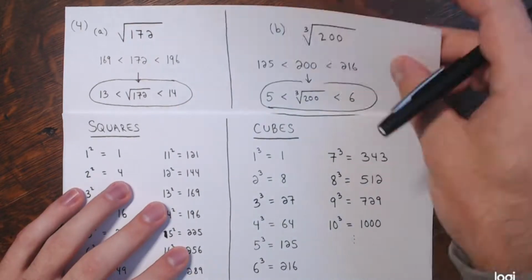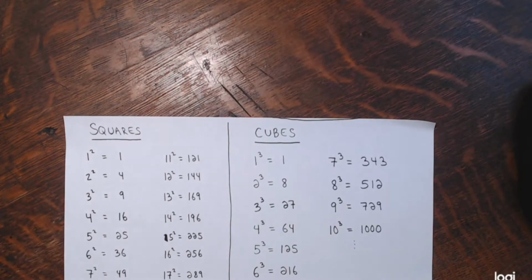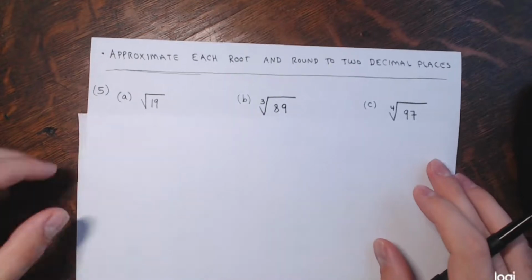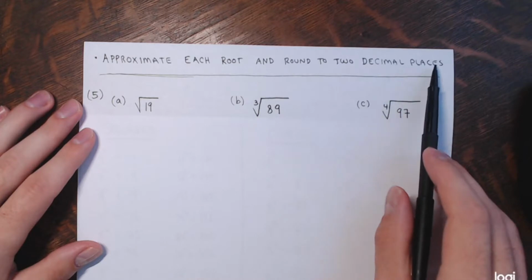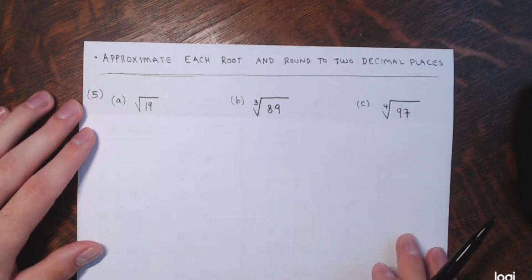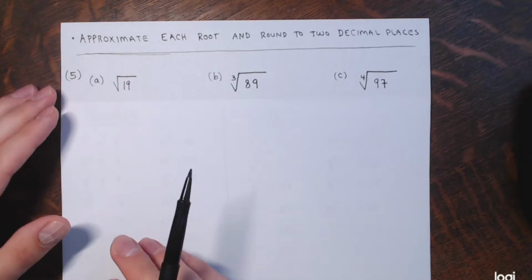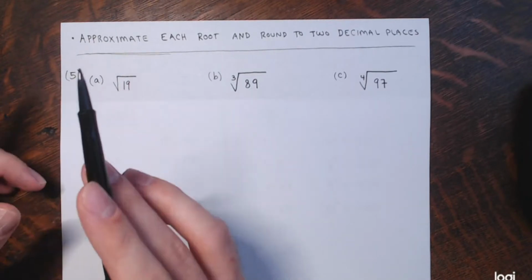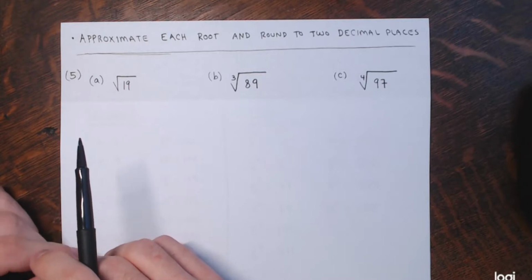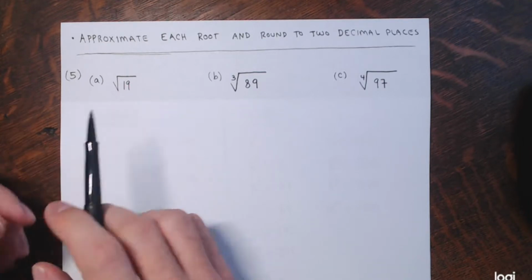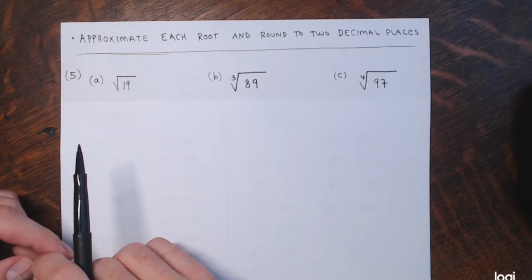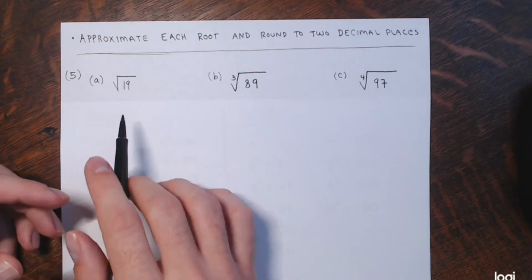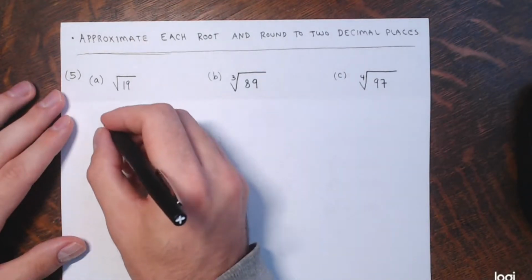All right. Now we get into the last 4 examples. In the last 4 examples, they want us to approximate each root and round to 2 decimal places. So it's not the same as the first 4 examples. The first 4 examples just wanted, what 2 whole numbers was that root in between. Here we can just use a calculator and then round to 2 decimal places. I'm going to still say what whole numbers these will be between.